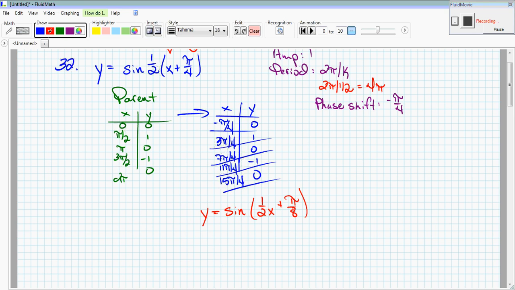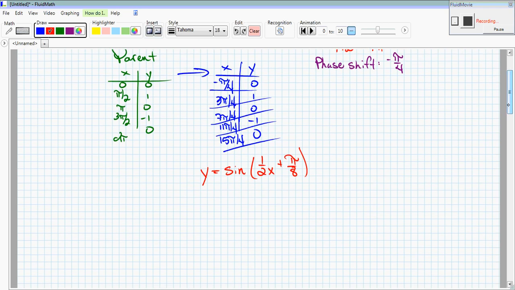But remember, we talked about this, and this is a technique that we've developed in terms of transforming graphs. We have the parent. Nothing is affecting y. I've already decided that. So 0, 1, 0, negative 1, and 0. What we have affecting x are the 1/2 and the pi over 8. But in terms of the effects on x, everything is actually opposite. Addition, subtraction, multiplication is division, and order of operations is backwards.